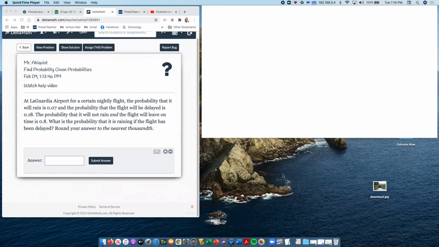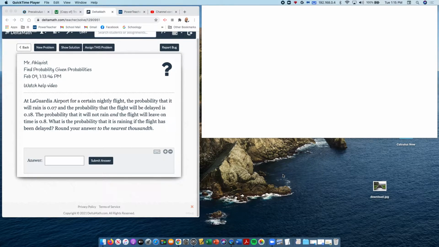Going to do some more examples, and I'm going to do this one two different ways. I'm going to use the table method that Delta Math likes to use. I'll also use a tree diagram and show you how it can be used both ways. So LaGuardia is an airport in New York.